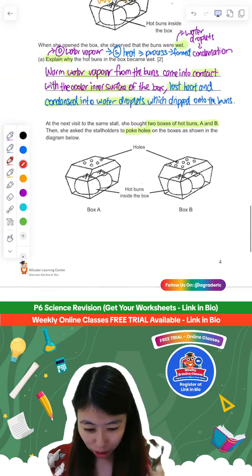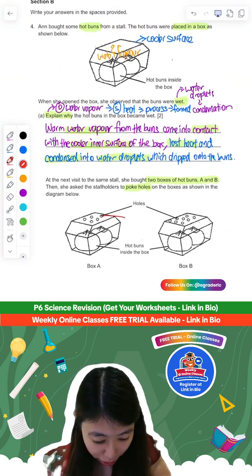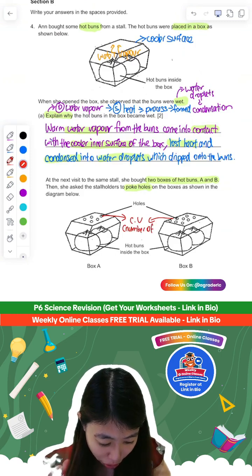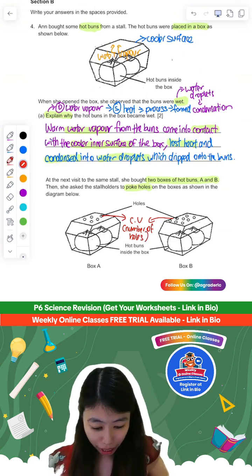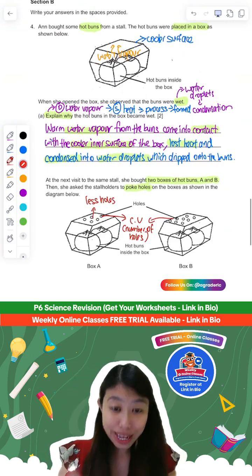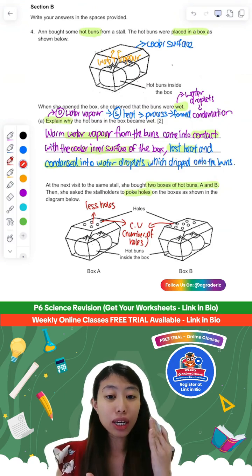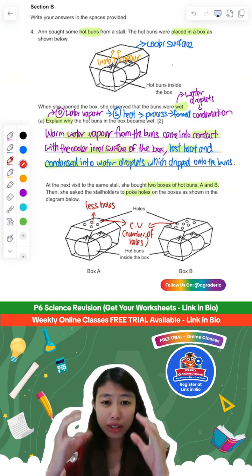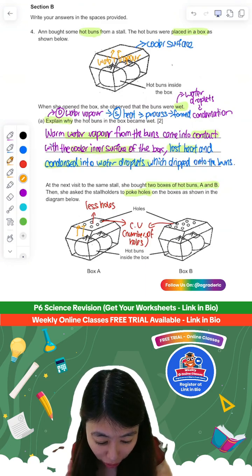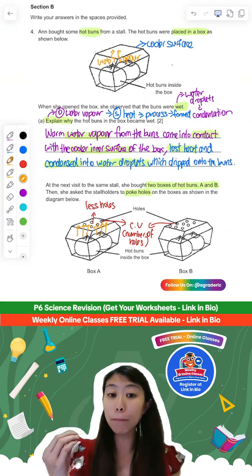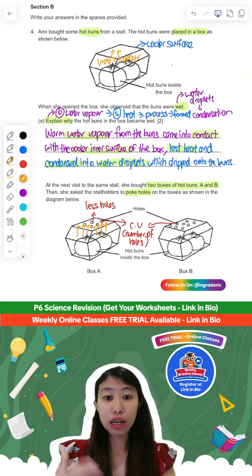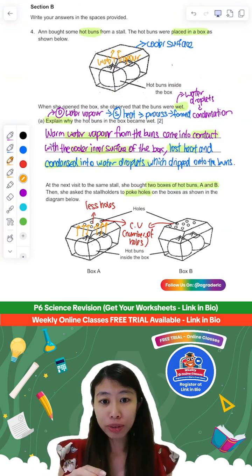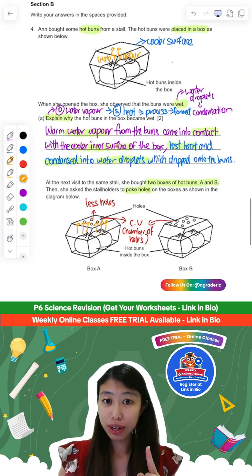So we notice that the number of holes is my change variable. CV means change variable. The change variable is the number of holes. You can see here that A has fewer holes. Fewer holes means less water vapor escapes. So there will be more water vapor coming into contact with the cooler inner surface of the box. So there will be condensation and you get more water droplets. For this question, please use comparison words like more, because you are comparing A and B. So you must be very careful.